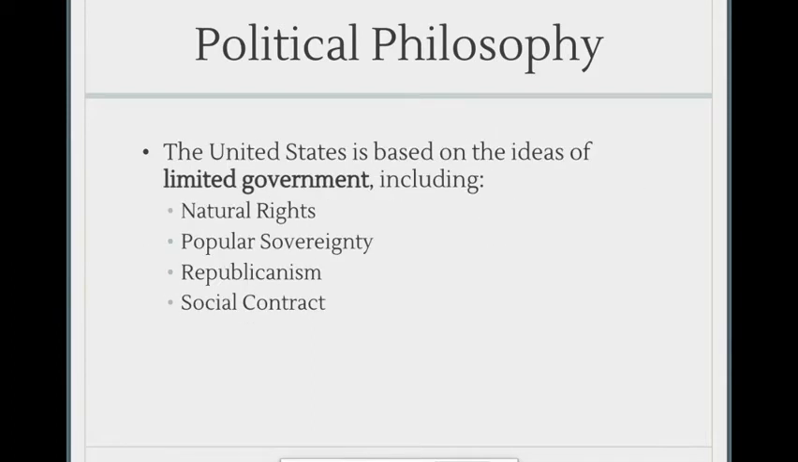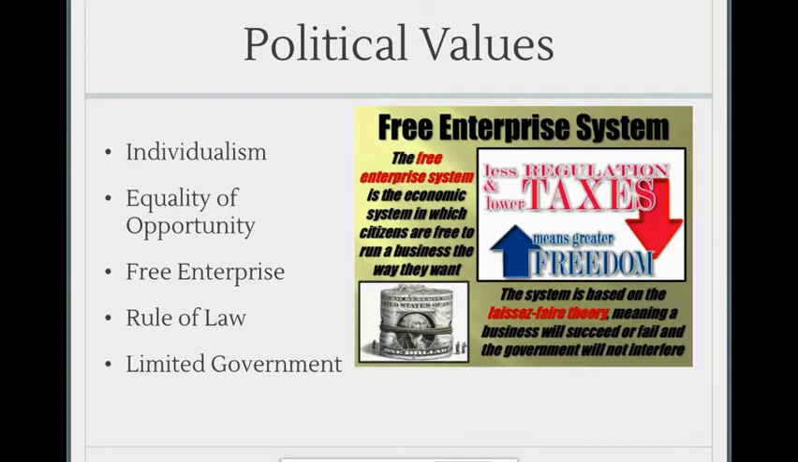So the United States is based on these ideas of limited government, right? We have natural rights, we have popular sovereignty, we have republicanism, and we have the social contract. All of these are at the core of who we are and our government. So political values, remember, like we talked about last time: individualism, equality of opportunity, free enterprise, rule of law, limited government. All of these are part of our political values.